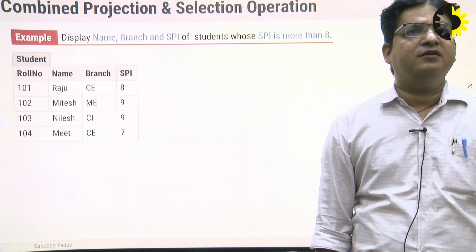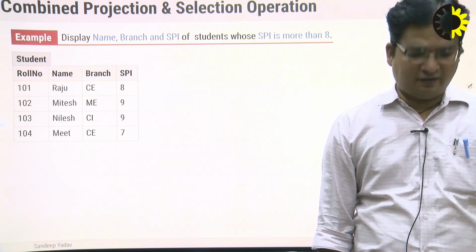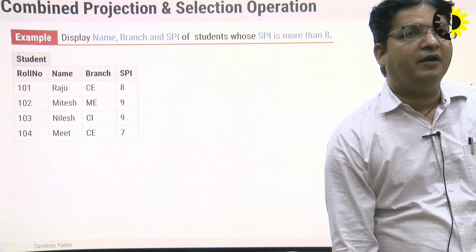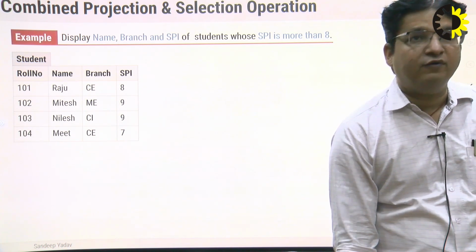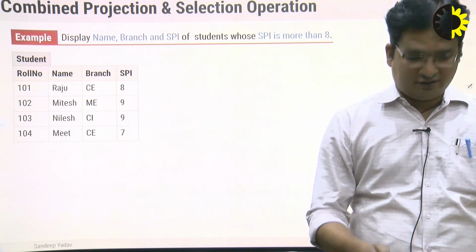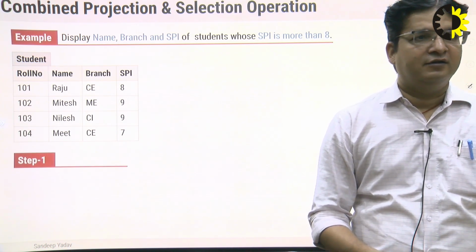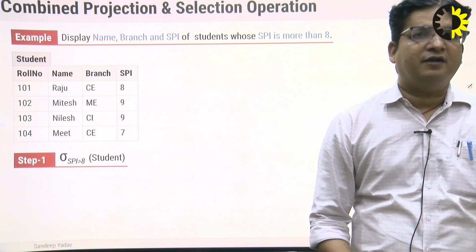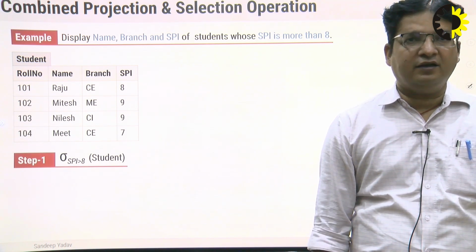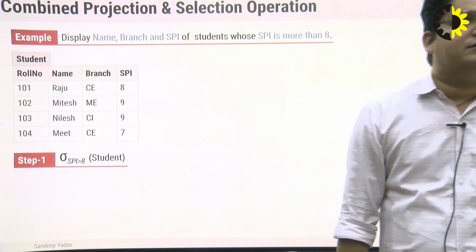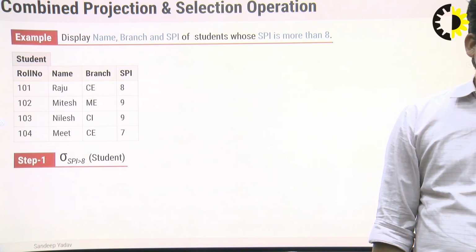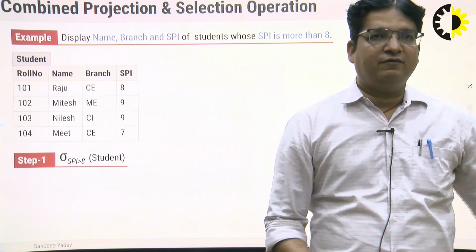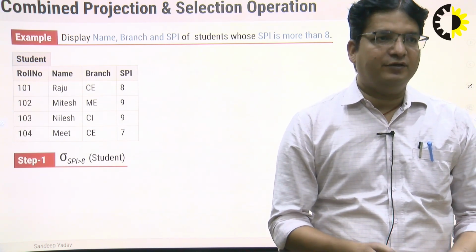So we will be using the selection operation to specify the condition, so that the branch, name and SPI can be displayed for only those branches having SPI greater than 8. So, the first step is we have to specify the condition. Now, remember one thing: if we are using both the select operation as well as the project operation, first we have to write the project operation, thereafter we shall write the select operation.